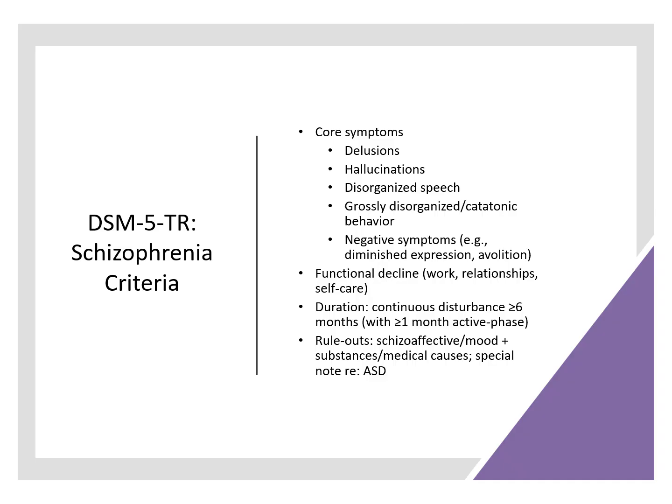There must be marked functional decline in occupational, relational, or self-care domains. These disturbances must persist for at least 6 months and encompass both the active and residual phases. Diagnostic exclusion criteria are equally important. Clinicians must rule out schizoaffective disorder, mood disorders with psychotic features, substance-induced psychosis, and other medical etiologies. The DSM-5 also specifies that when autism spectrum disorder is present, prominent delusions or hallucinations must be sustained for at least 1 month before schizophrenia can be diagnosed.